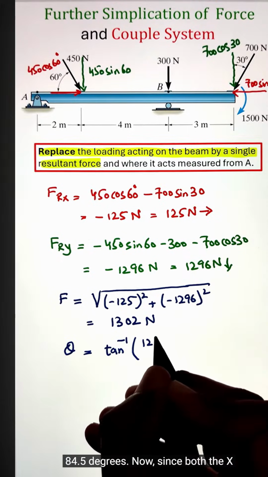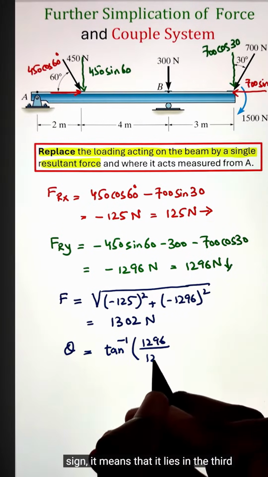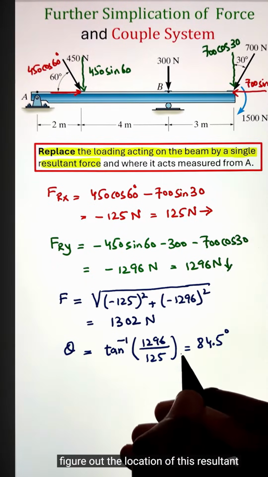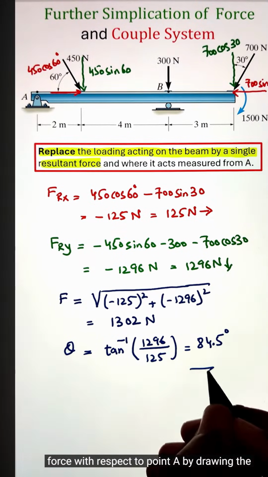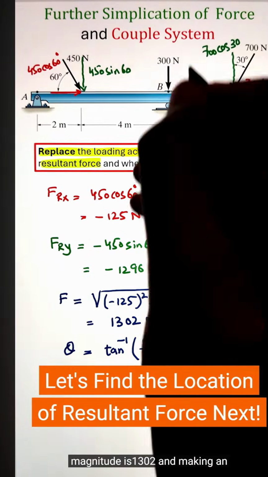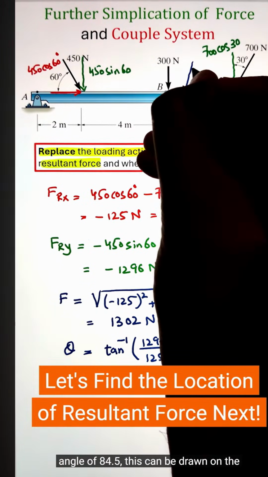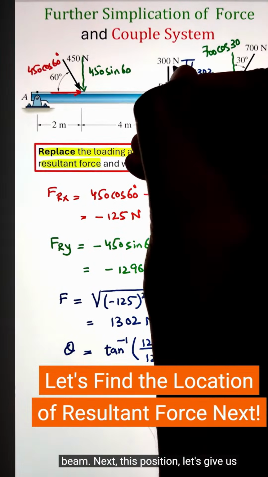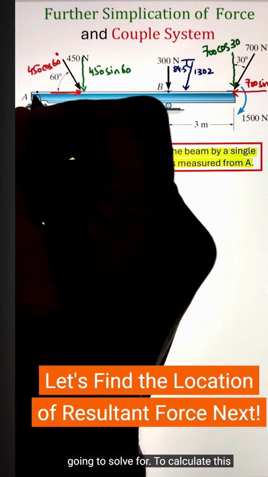Now, since both the x component and y component have a negative sign, it means that it lies in the third quadrant. Next, we can go ahead and figure out the location of this resultant force with respect to point A by drawing the force on the beam itself. Since the force magnitude is 1302 and making an angle of 84.5, this can be drawn on the beam. Next, this position, let's give it an unknown value of x that we are going to solve for.